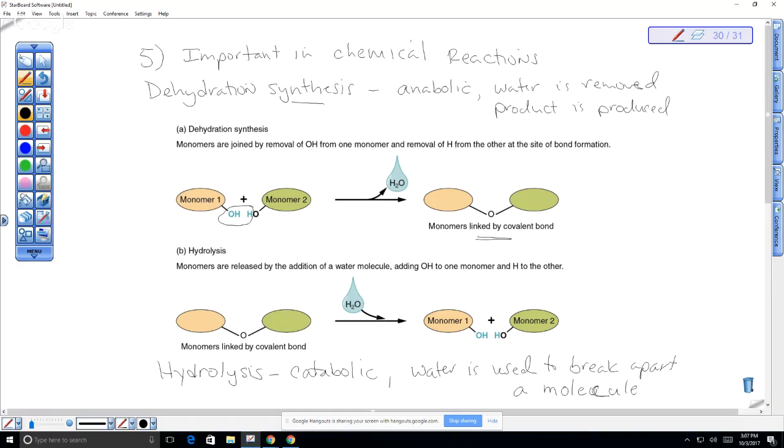Okay, so water is not removed, but it's added. So hydrolysis and dehydration are two opposite types of chemical reactions that use water or produce water. Okay.